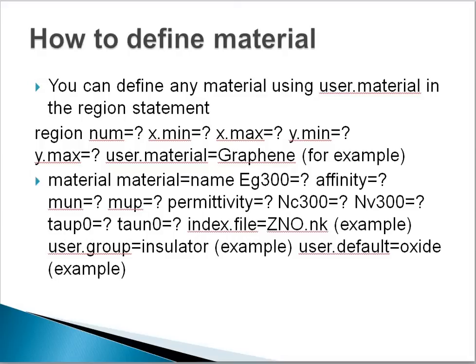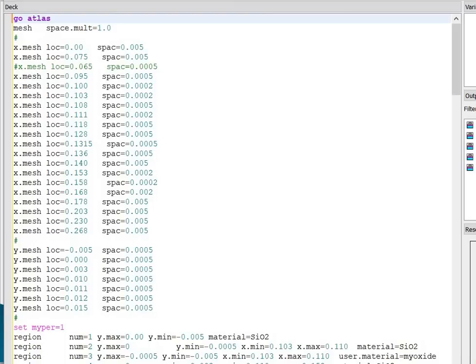Next, you have to define user.group. The proposed material will belong to which group, meaning either it will be an insulator or a semiconductor material. If the user.group is insulator, you have to use user.default, as it is an oxide material. Let's go to the code.